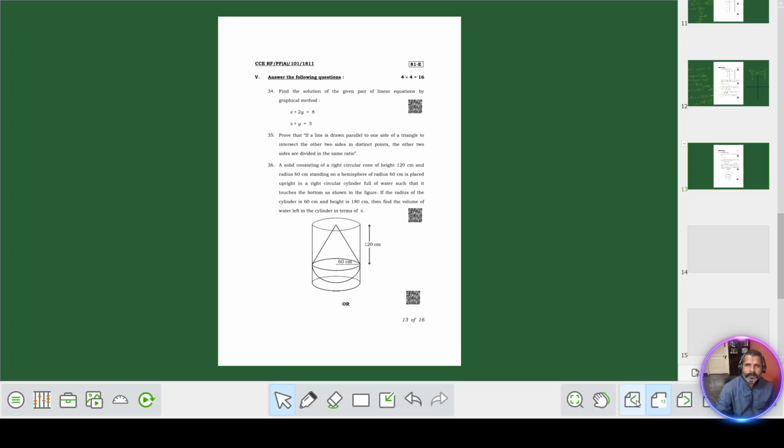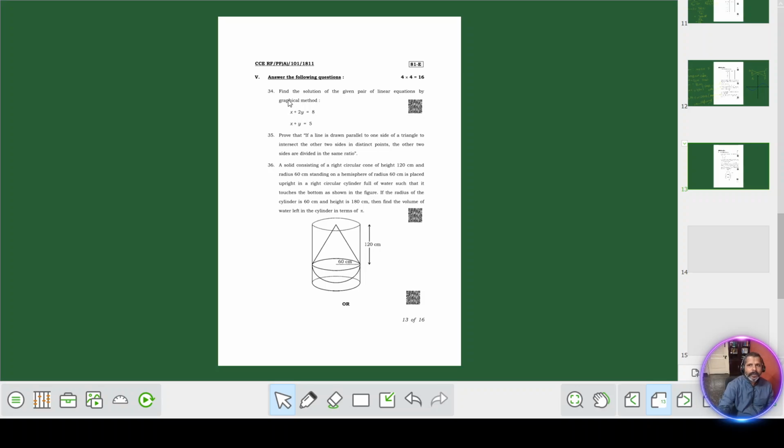Hi students, we will see the March 2025 mathematics question paper, 4 marks questions. There will be four marks questions, total of 16 marks. We have seen 1 marks, 2 marks, 3 marks questions in the before classes. We'll start with 4 marks questions now.